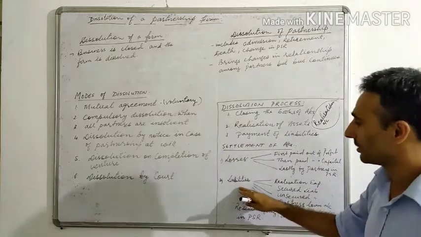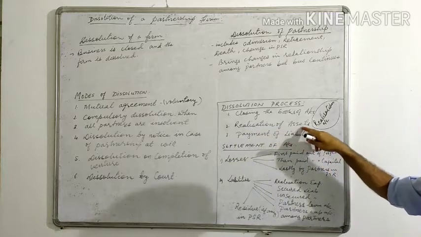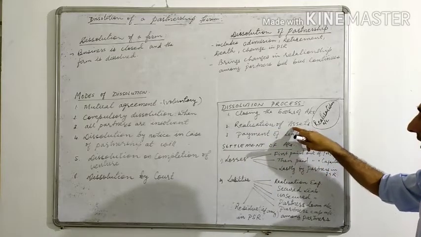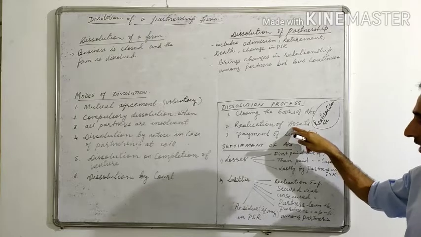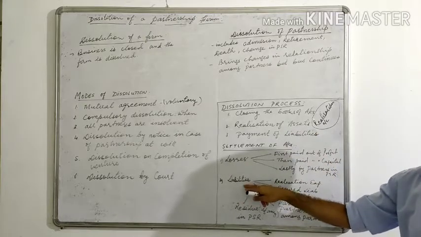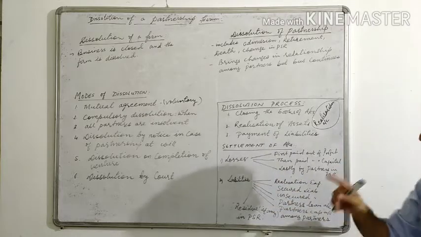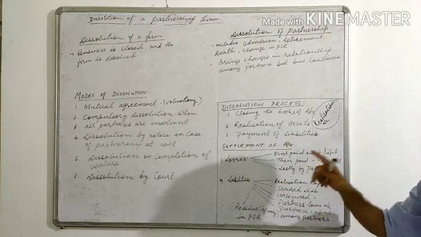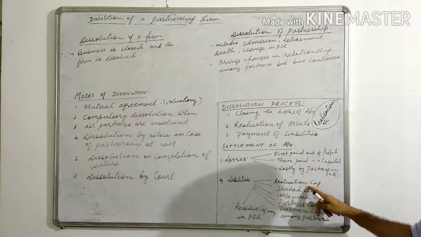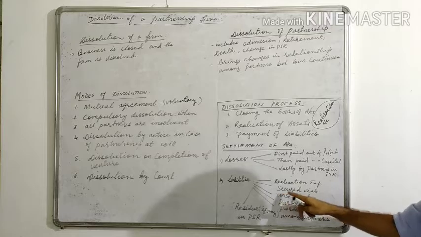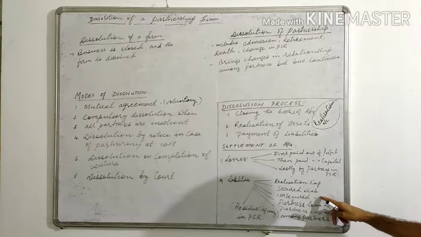Come to the payment of liabilities. Whatever money is realized here, this money along with the bank balance of the firm should be utilized towards payment of these liabilities. And this is the order of paying these liabilities. First, this money should be utilized towards paying the realization expenses. Then secured liabilities will be paid. Then unsecured liabilities.